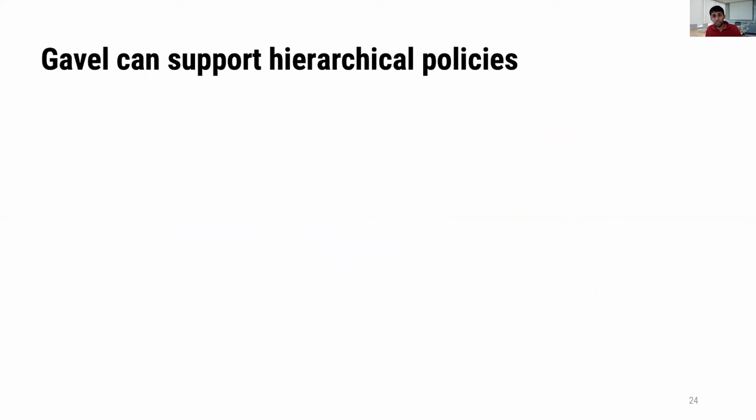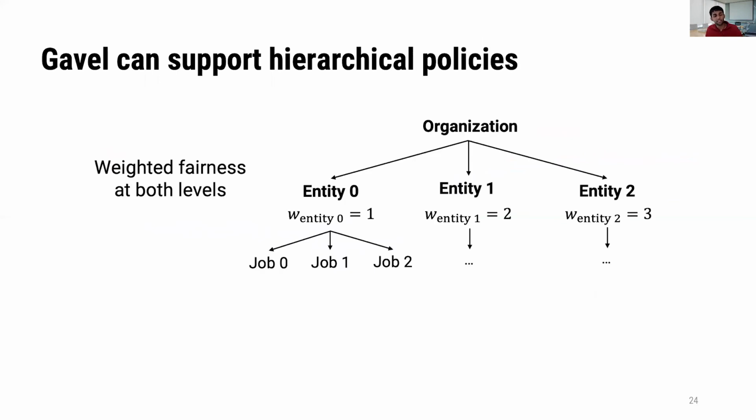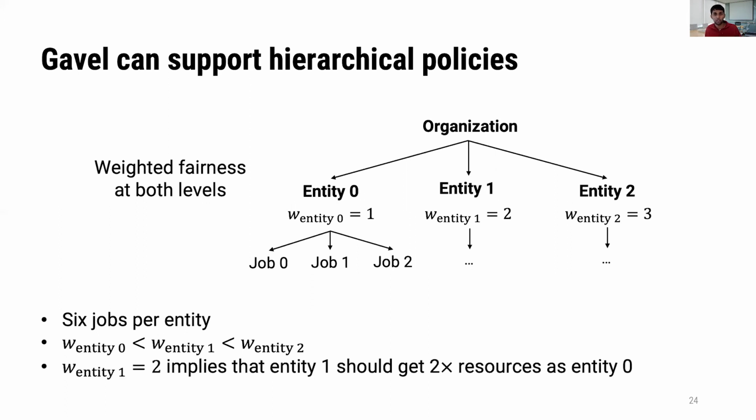Gavel can also support hierarchical policies. And in the experiment here, we're going to show how a multi-level fairness policy works. We're going to use 3 entities, and each entity is going to have 6 jobs. And each of these entities are going to have different weights. So entity 0 is going to have a weight of 1. Entity 1 is going to have a weight of 2. And entity 2 is going to have a weight of 3. And these weights basically control approximately the ratio in which these entities should receive resources.